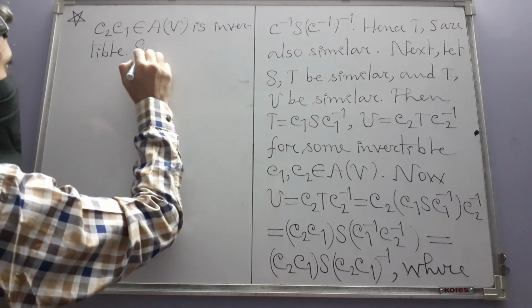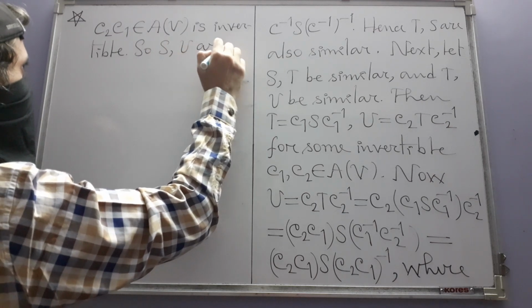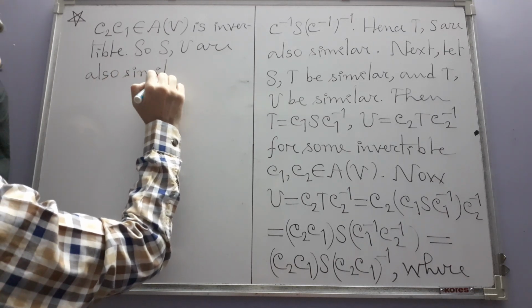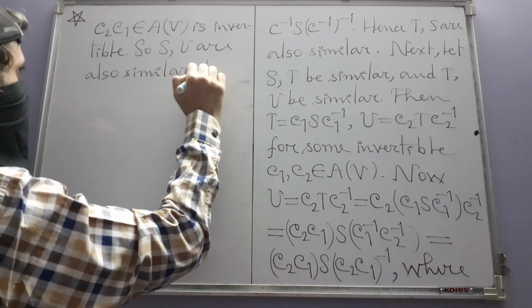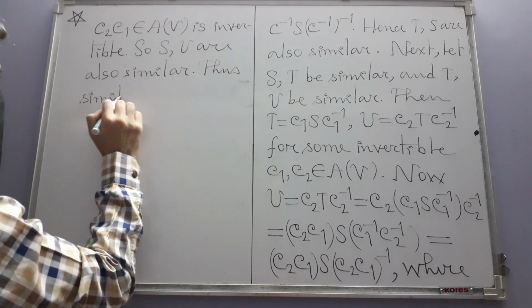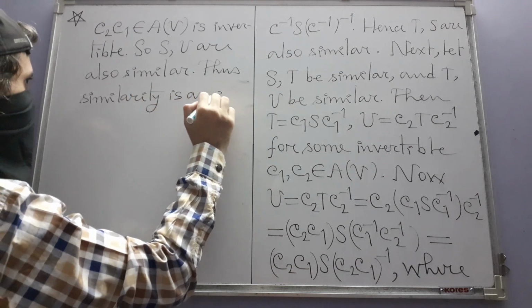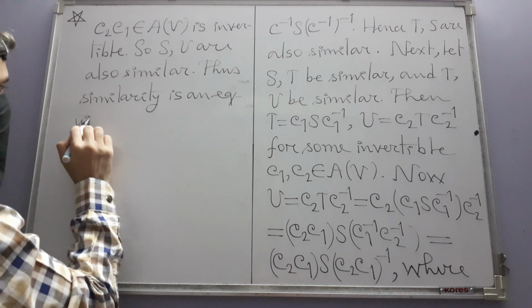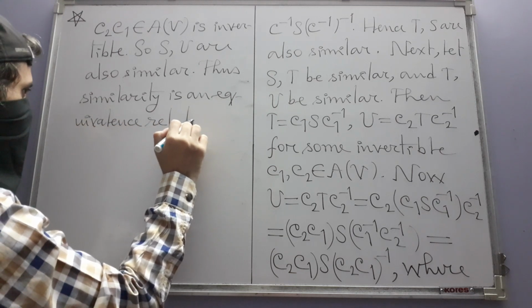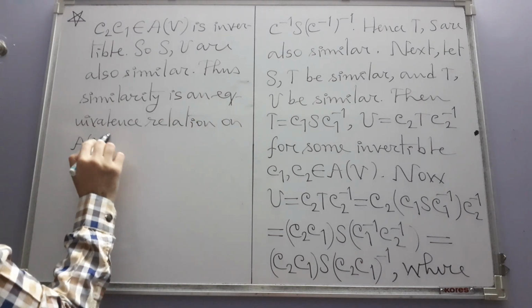So, S and U are also similar. Thus, similarity is an equivalence relation on this algebra.